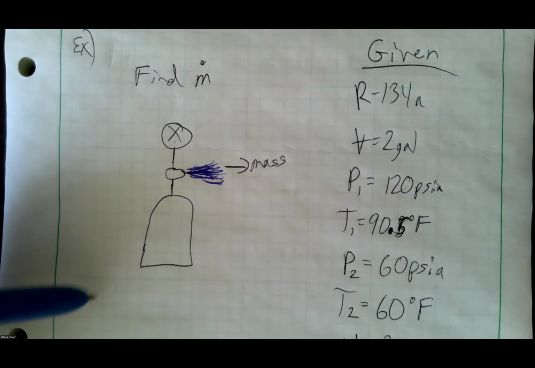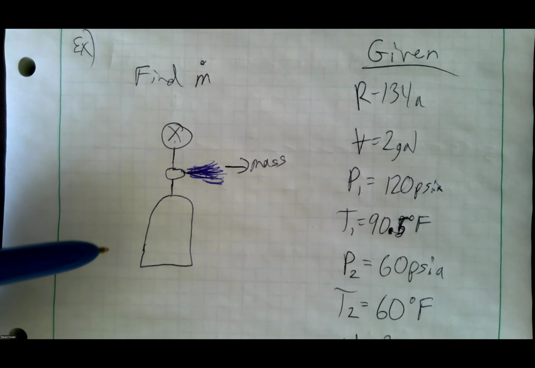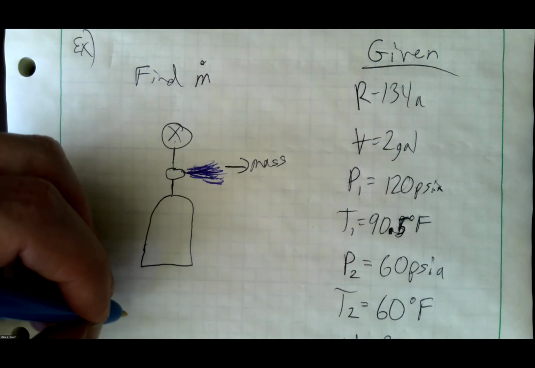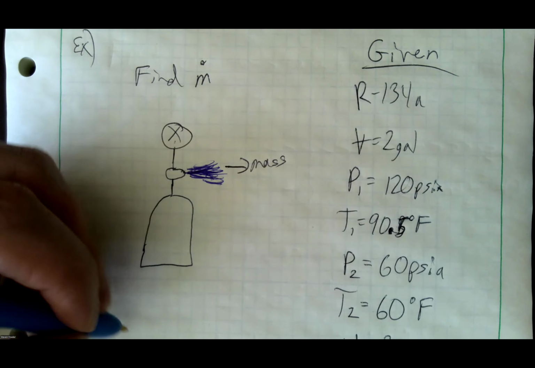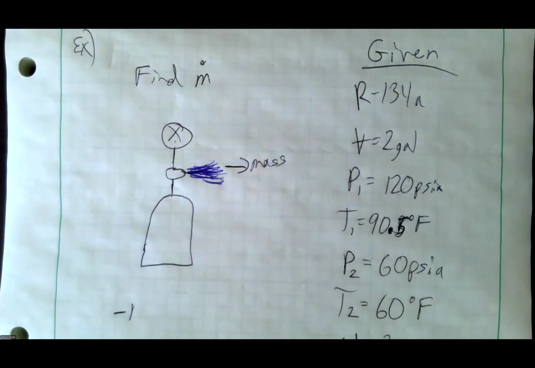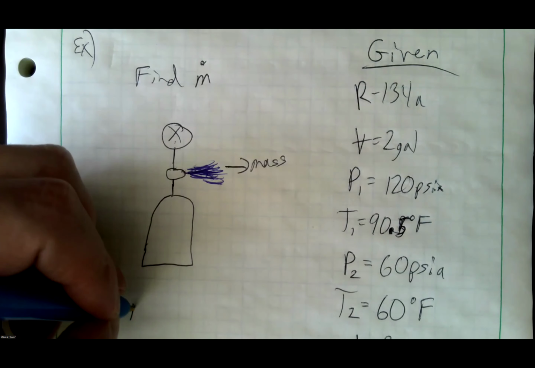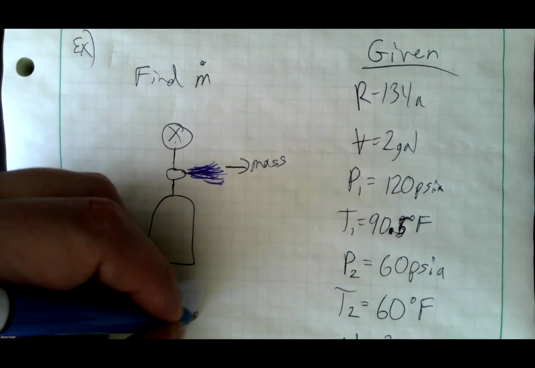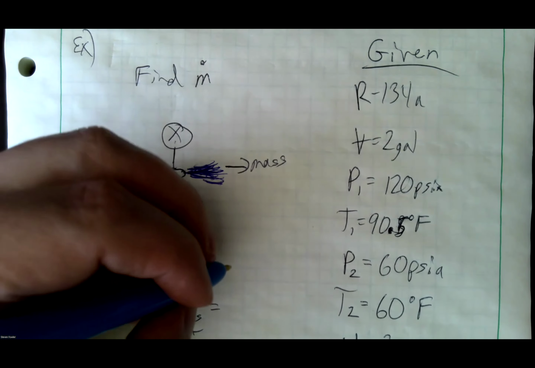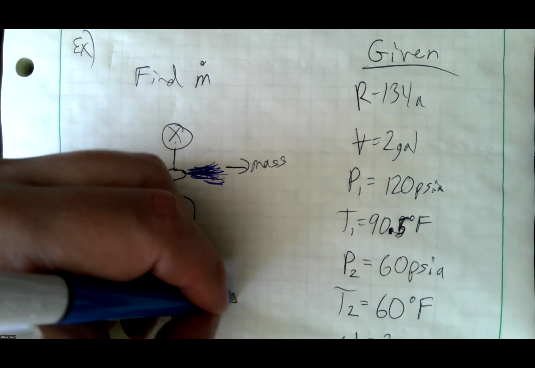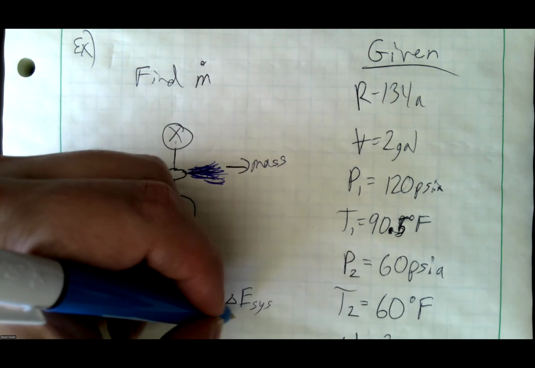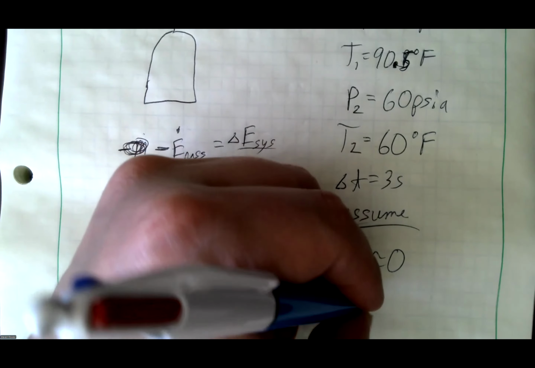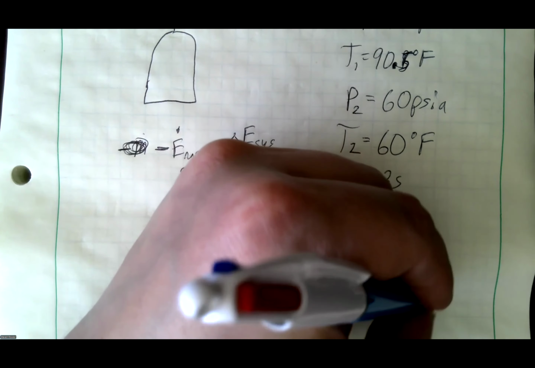I don't see anything doing work. There's no electricity going into it. There's not a paddle wheel or something in there stirring it up. We're not applying any additional force to it. So the only thing, when I write my first law equation, that is, minus E dot mass out is going to equal, and again, we're going to assume uniform flow. So we're going to say change in the energy of the system, delta E system over delta t, because we're going to make the uniform flow assumption.